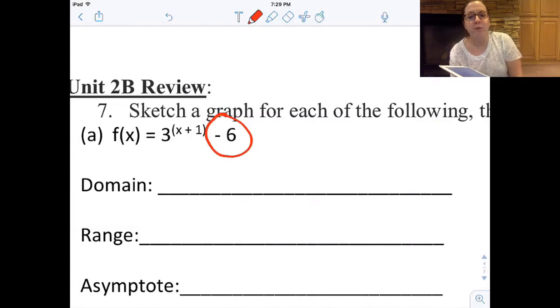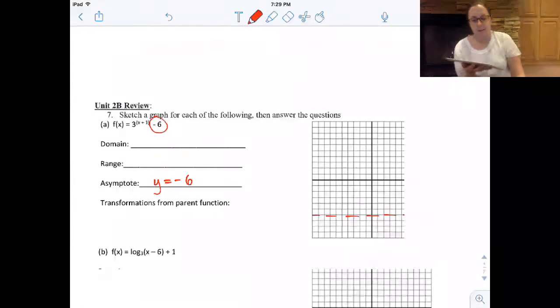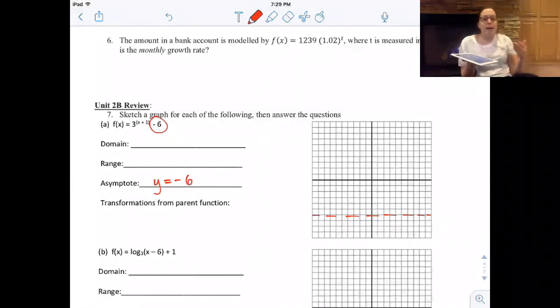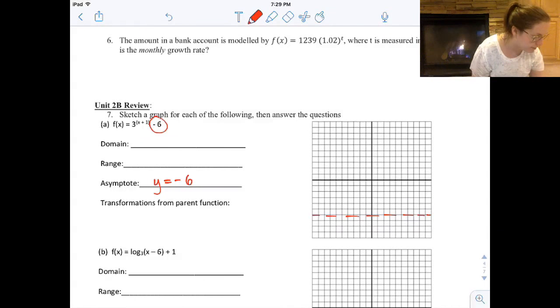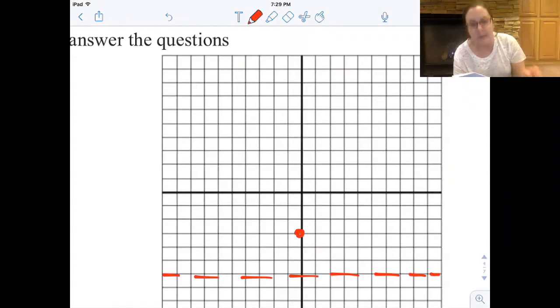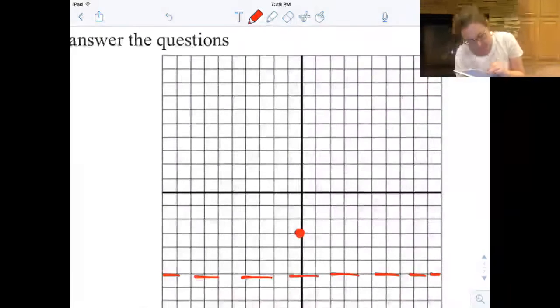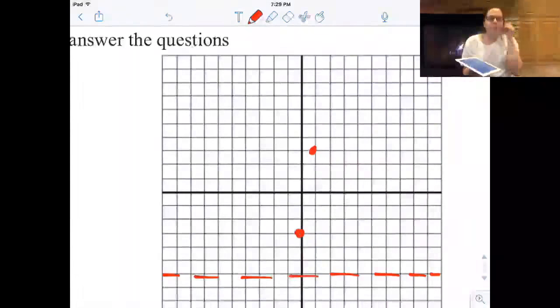I'm going to pick a couple other points. So 0, -3 was a point from my table, and 1, 3 was a point from my table. And other than that, I'm kind of just going to sketch this. So this is going to come up and go like that. And notice that it's approaching this line, but it's not actually hitting it. And that's really what your exponential graph should look like.